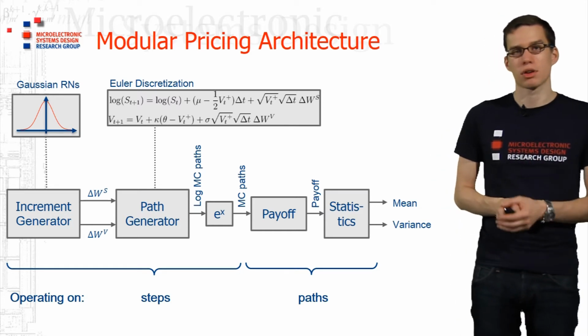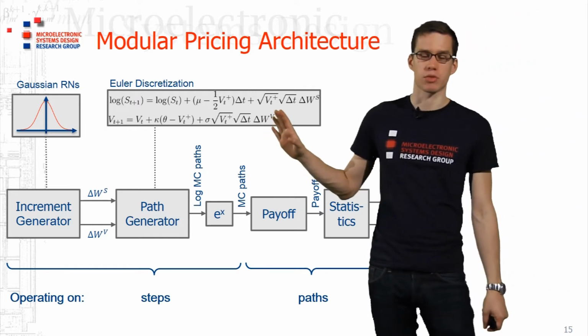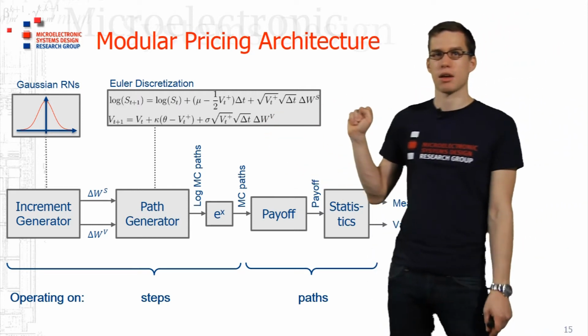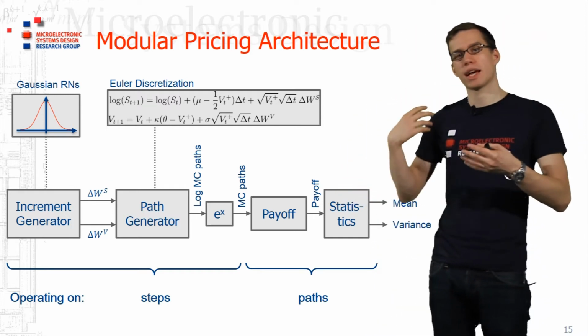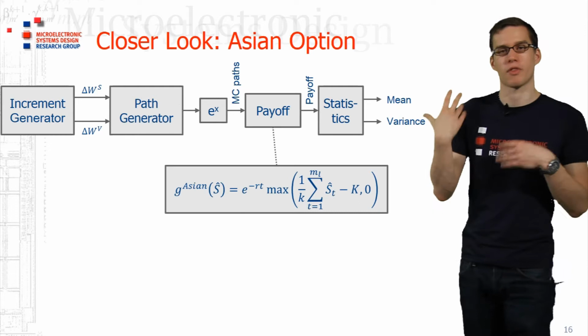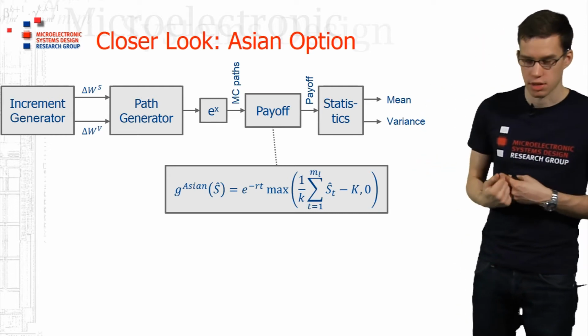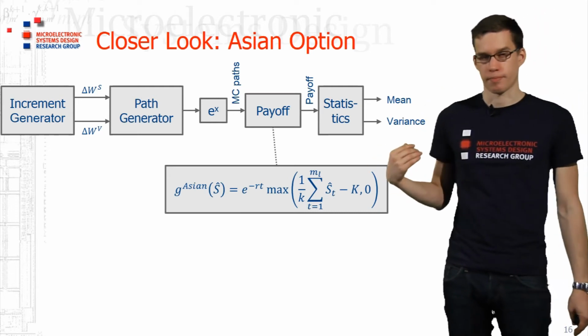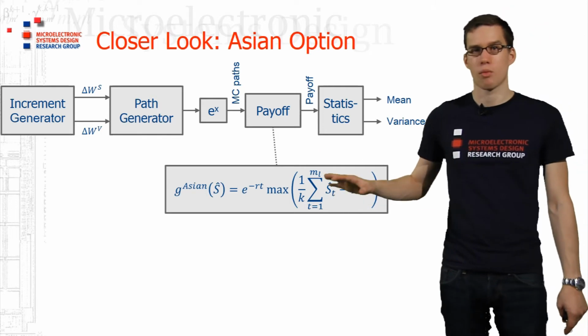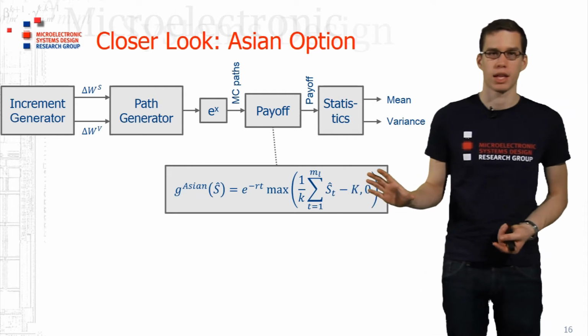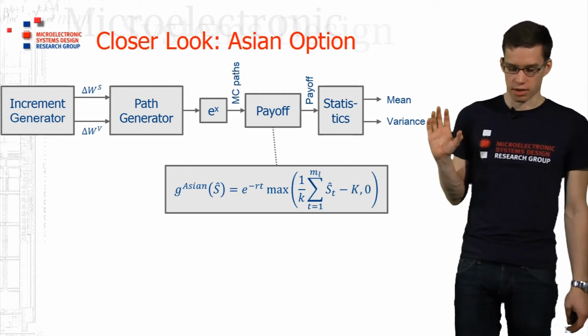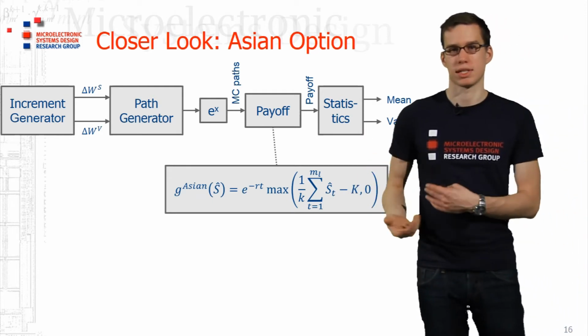When we have a closer look at the payoff, this is kind of the link in between. It takes Monte Carlo steps, one step after another, and at the end we get one number from each path, kind of the payoff in dollars, as a result. Inside of it, we have a formula that does that. And we can look at it in a bit more detail.